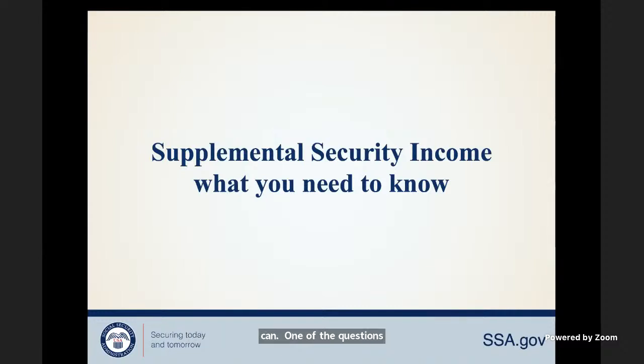So one of the questions: if an applicant is a military dependent, which state do they apply? The state they currently live in or their home of record state? That is an awesome question. You apply in the state you currently live in.